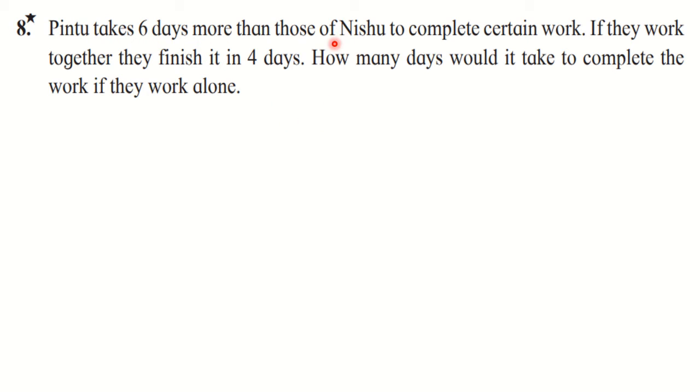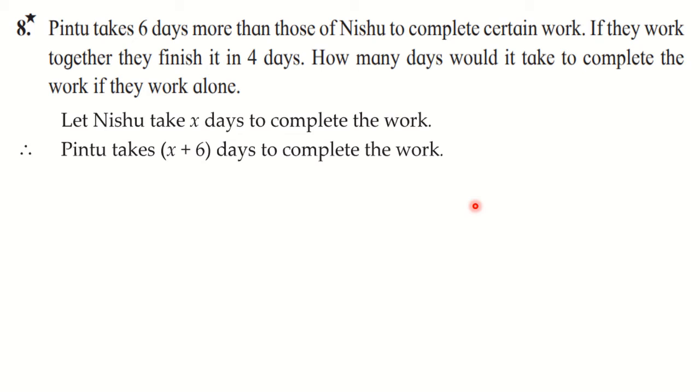Okay, so how to start with that you will understand from reading this particular statement. Okay, so we have to start with that. Let the number of days taken by Nishu to complete the work alone be x, and therefore the number of days taken by Pintu are what? X plus 6. Let Nishu take x days to complete the work, and therefore Pintu takes x plus 6 days to complete the work. Okay, so from this first statement we wrote these two terms, x and x plus 6.